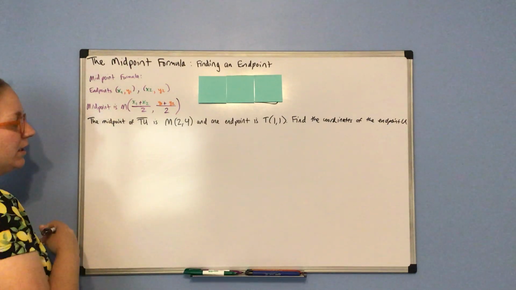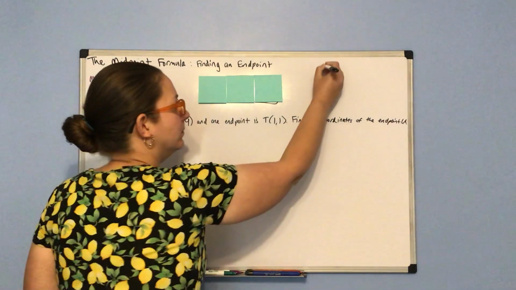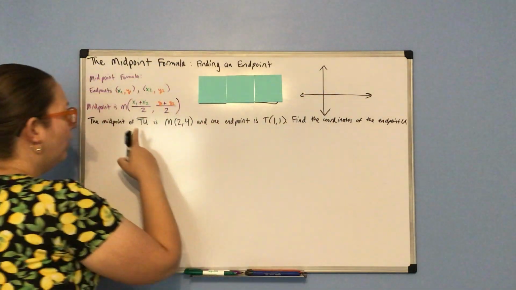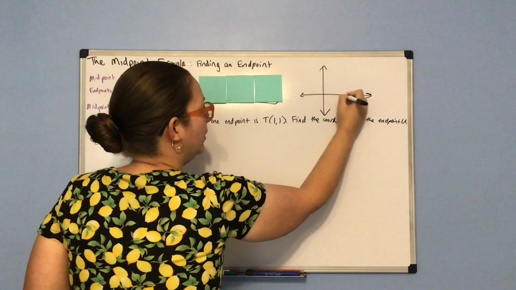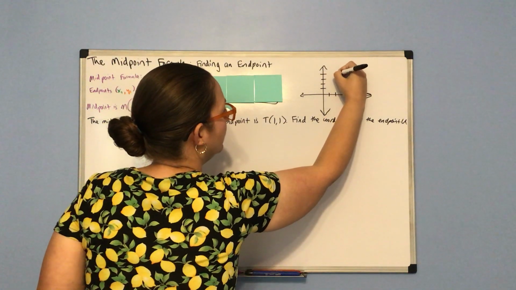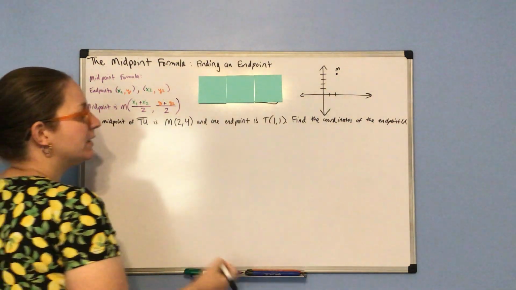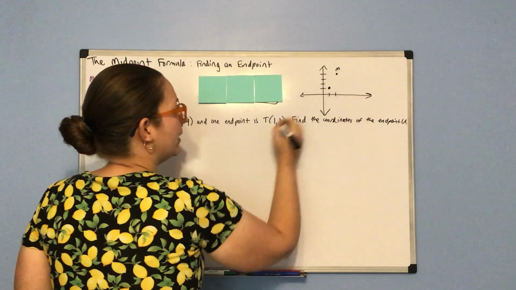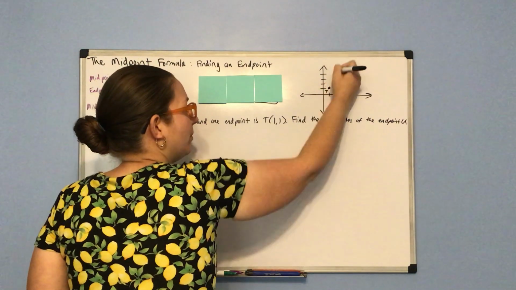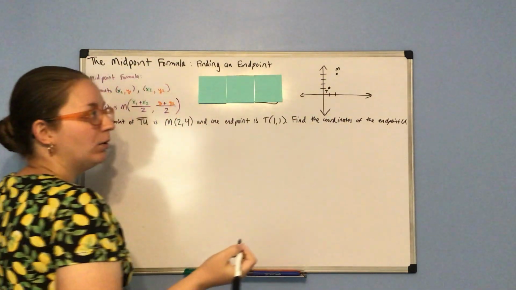So the midpoint of line segment TU is M(2, 4), and one endpoint is T(1, 1). I'm going to draw a quick little coordinate plane here. M, my midpoint, is at (2, 4), so right about there. This would be M. And then one endpoint of my line segment is (1, 1), and that endpoint is called T. They want us to find U, which is probably going to be somewhere up here if this is halfway through. We would be continuing up here. They want us to find the coordinates of that.